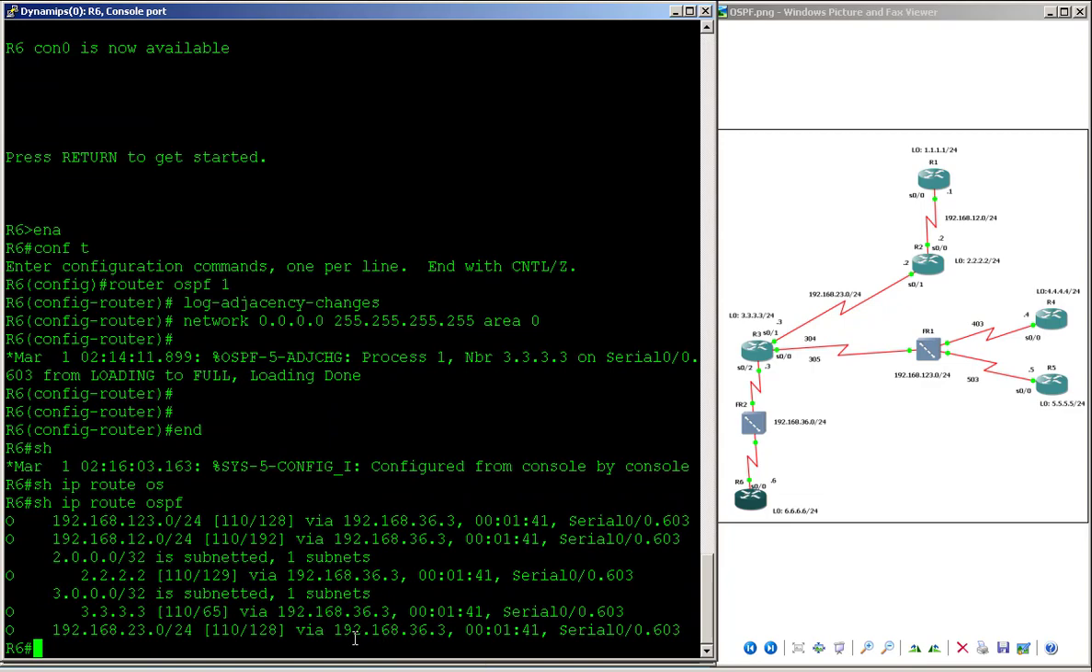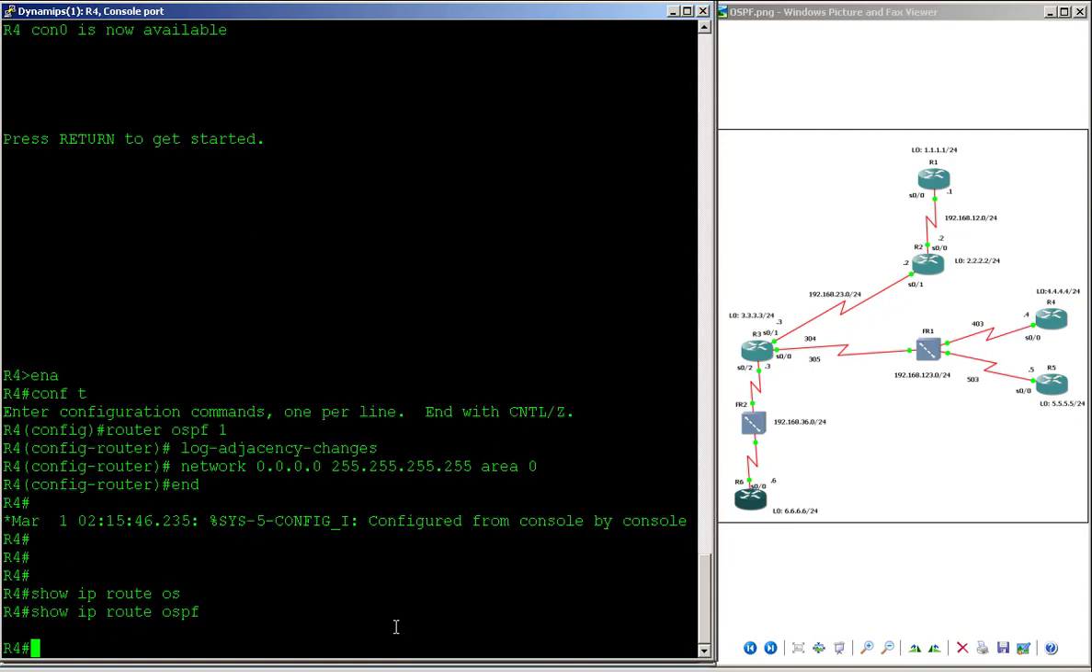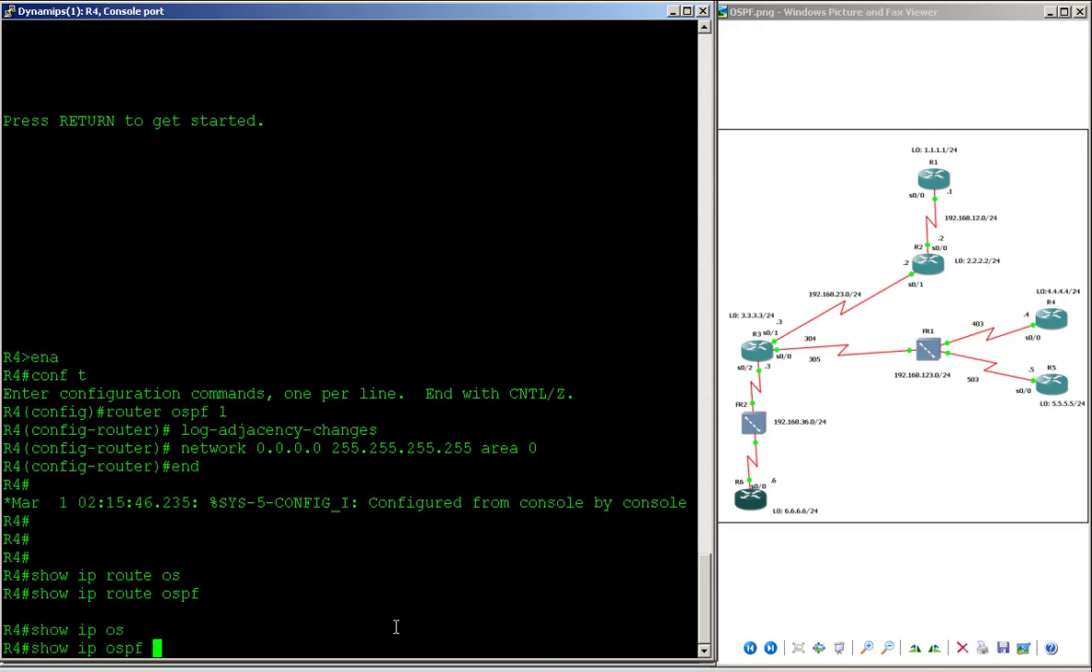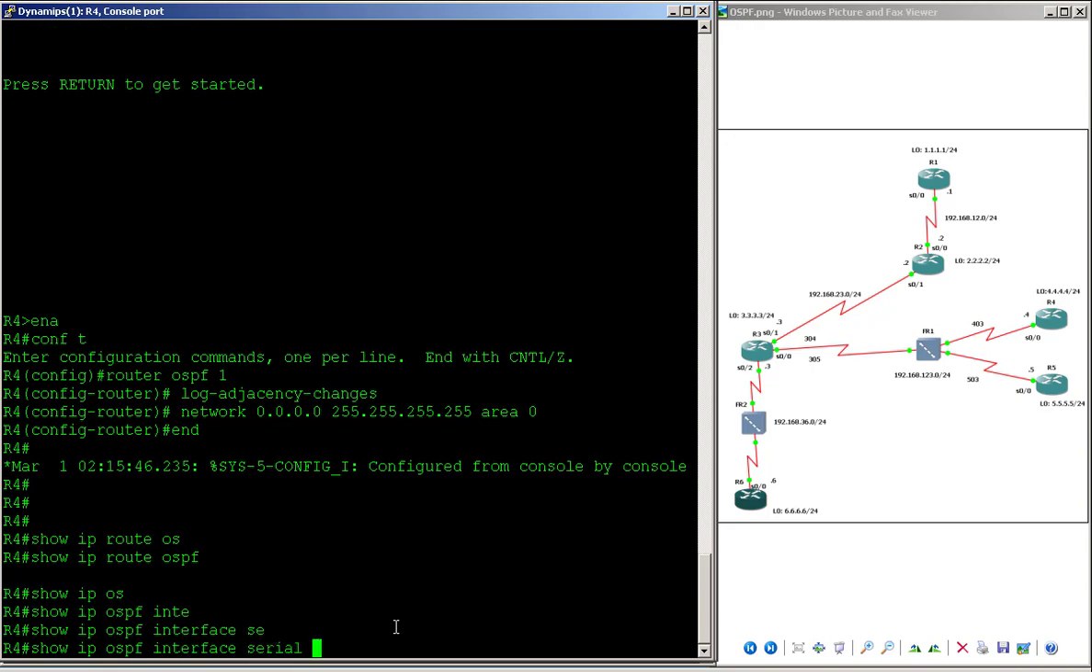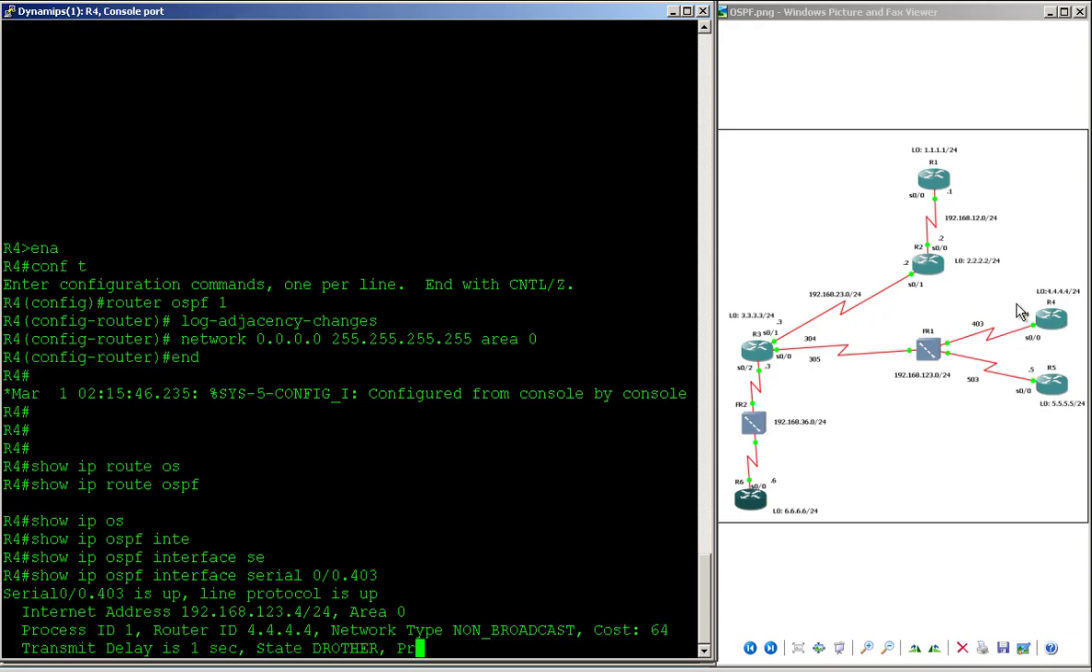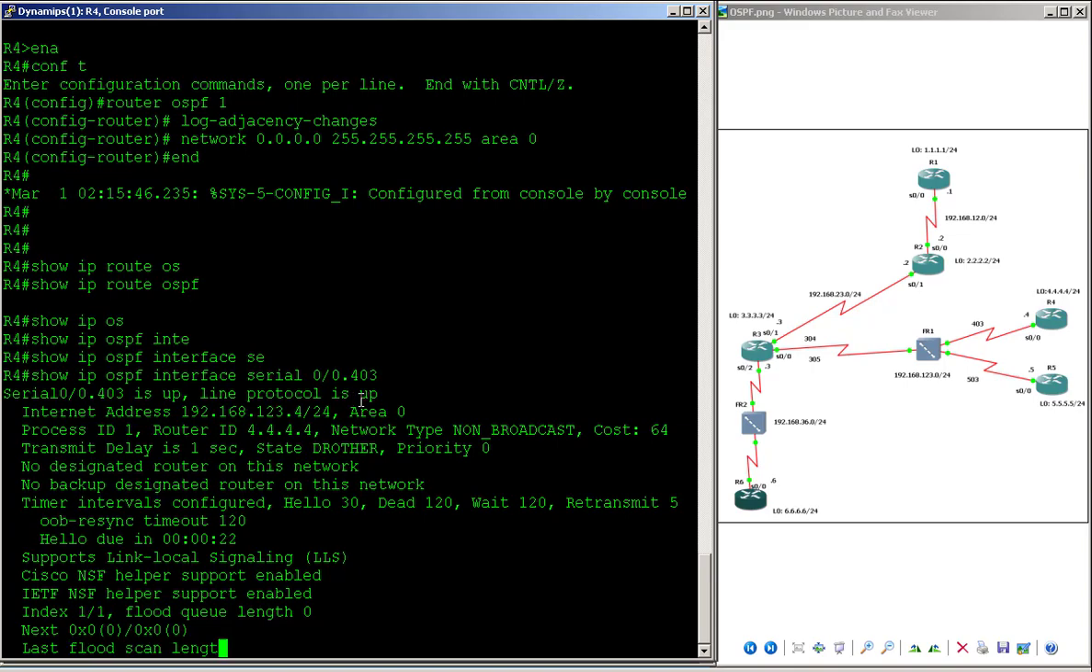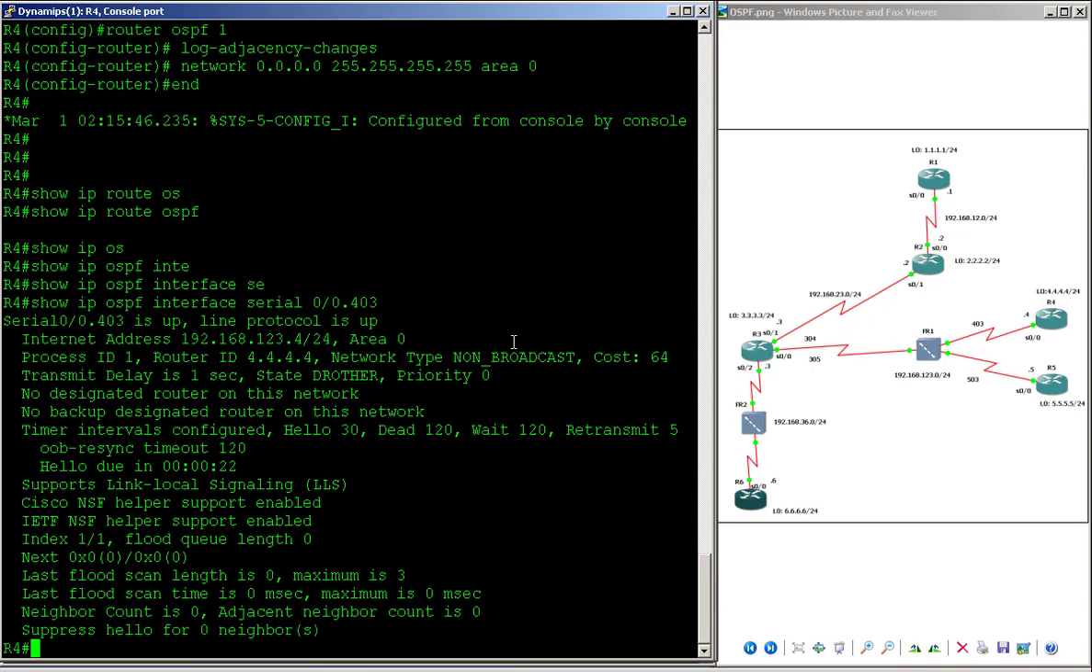So there's a problem on router 4 and router 5, and the problem is, if I go to router 4, for example, and I go to the sub-interface which I configured for the frame relay, I say show IP OSPF interface serial 0/0.403, which is the sub-interface here. And we can see here that the network type is non-broadcast.